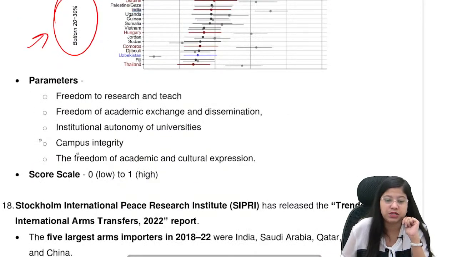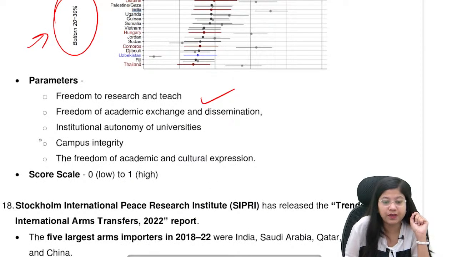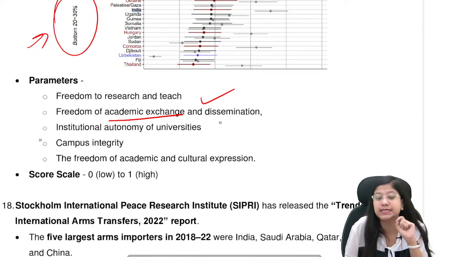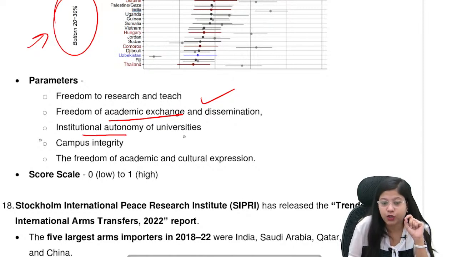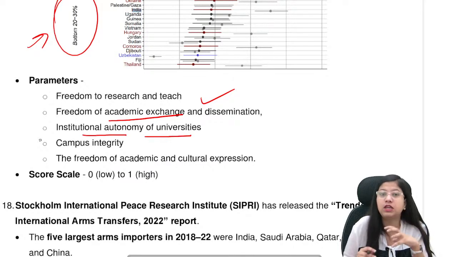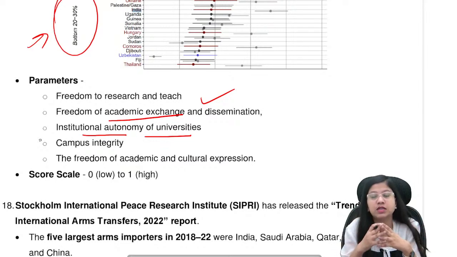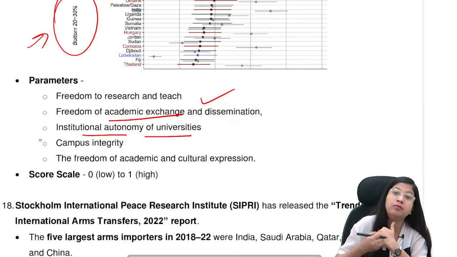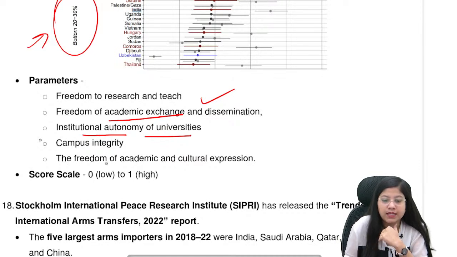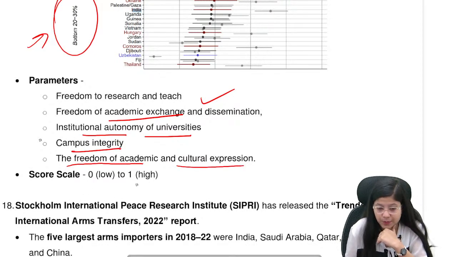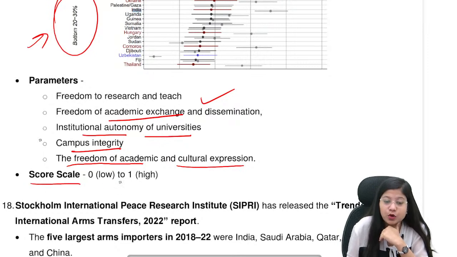Next are the parameters. First is freedom to research and teach. Then we have freedom of academic exchange and dissemination. Institutional autonomy of universities. How much institutional autonomy there is, how much universities can work according to their own wishes. Then campus integrity, and the freedom of academic and cultural expression. Score scale is 0 to 1.